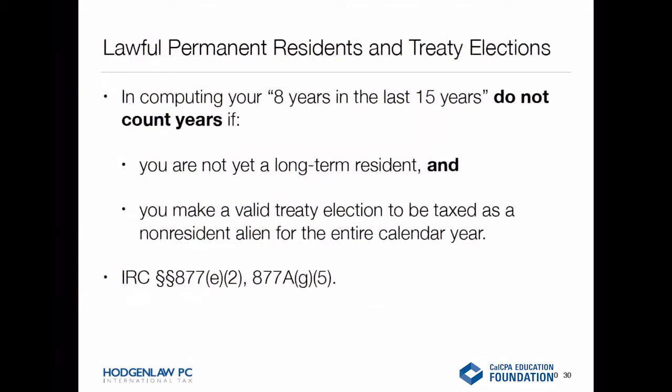Now, when you're computing the 8 in the last 15 years, when you're doing the count of your years, you do not count any years if, for one, you're not yet a long-term resident, or if you make a valid treaty election to be taxed as a non-resident for the entire calendar year. And because of the language that says in 8 of the last 15 years, the treaty election only works to exclude a year if it is for the entire calendar year.